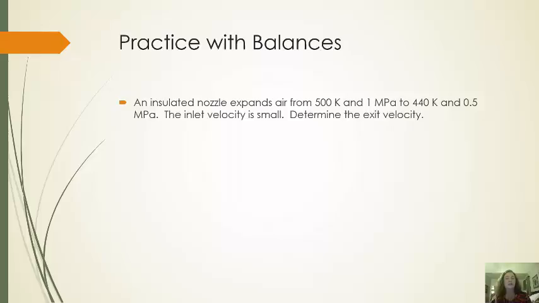Okay, so velocity is a little different, but remember my balances are going to include dealing with kinetic and potential energy. So here, kinetic energy must be important.